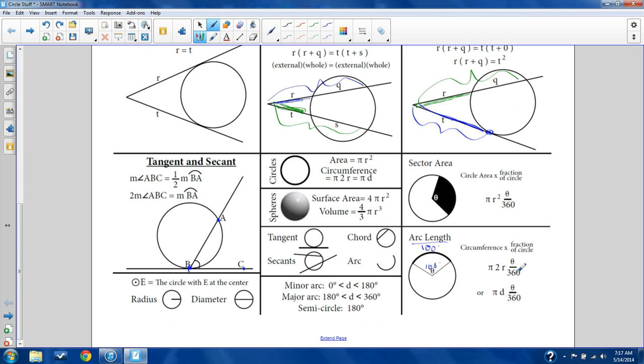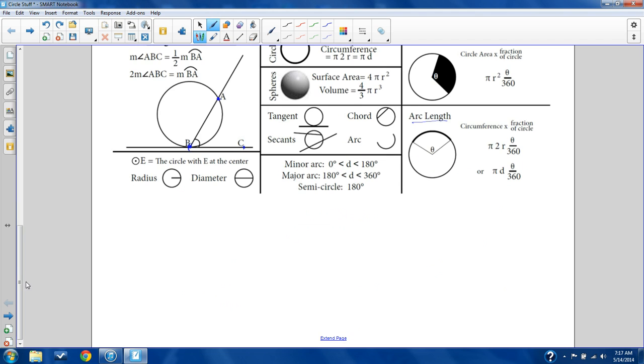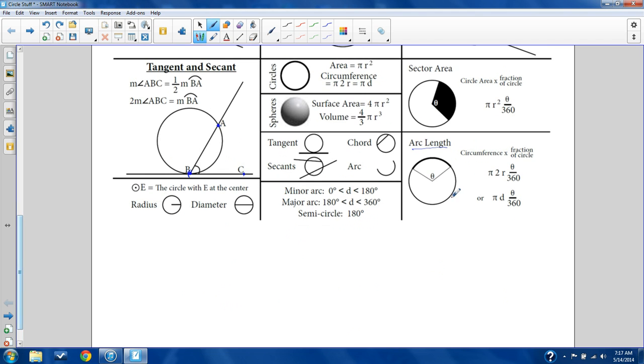So we're looking down here at these formulas, and you might look at those and go, what the heck is that? We haven't seen that before. We've done arc length, but we haven't seen it like that. Well, you have, and here's how I'm going to expand this.